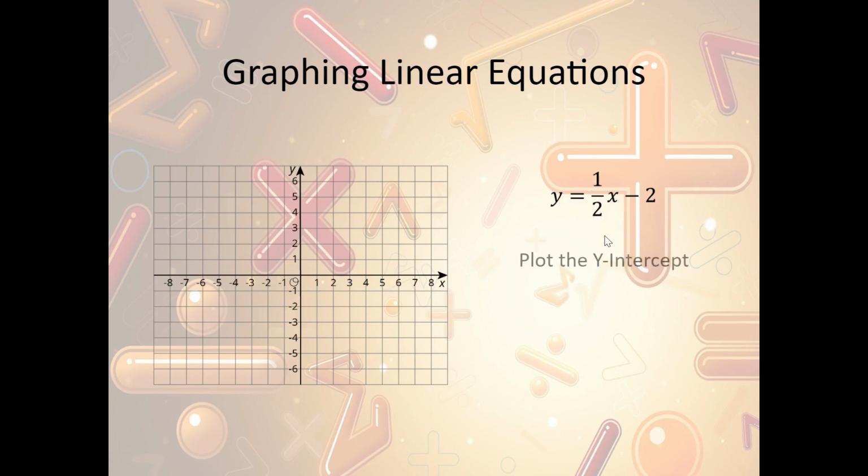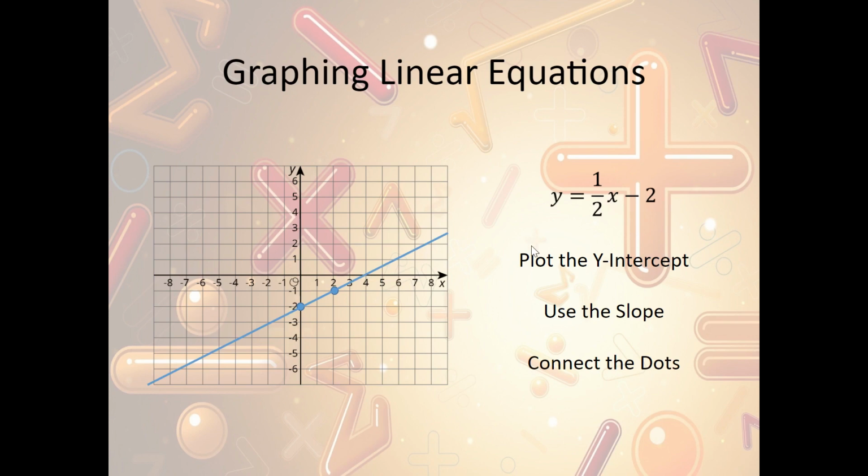So we plot the y-intercept, which in this case is -2. So I'm going to go down 2 and plot my point. Then I'm going to use the slope to plot the second point. So this tells me I'm going to go change in y of 1, so I'm going to go up 1. Change in x of 2, so I'm going to go to the right 2. So up 1 to the right 2, and I plot my point there. And then I connect the dots. And now I have a linear equation that's been graphed.